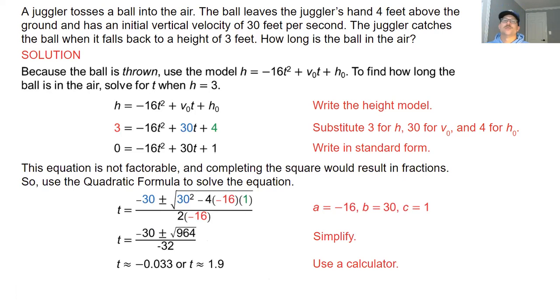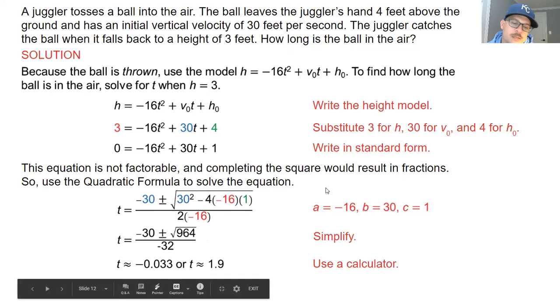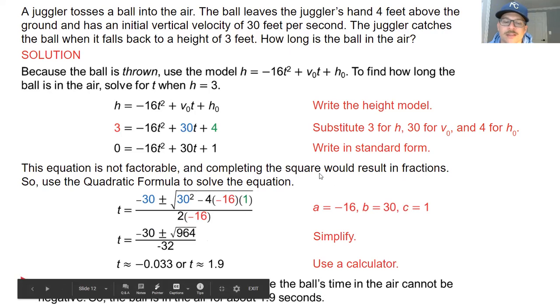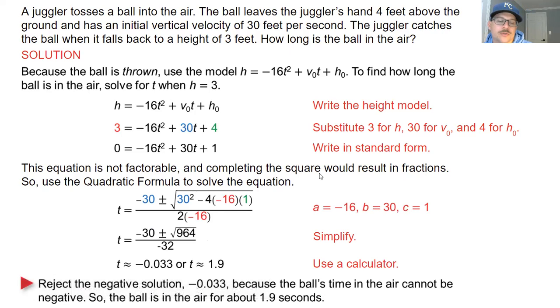But we need to put this into a real life situation. The question is asking how long the ball is in the air. It does not make any sense if the ball is in the air a negative amount of seconds, so we're going to eliminate that as a possible solution, and we're going to only accept that it was 1.9 seconds in the air.